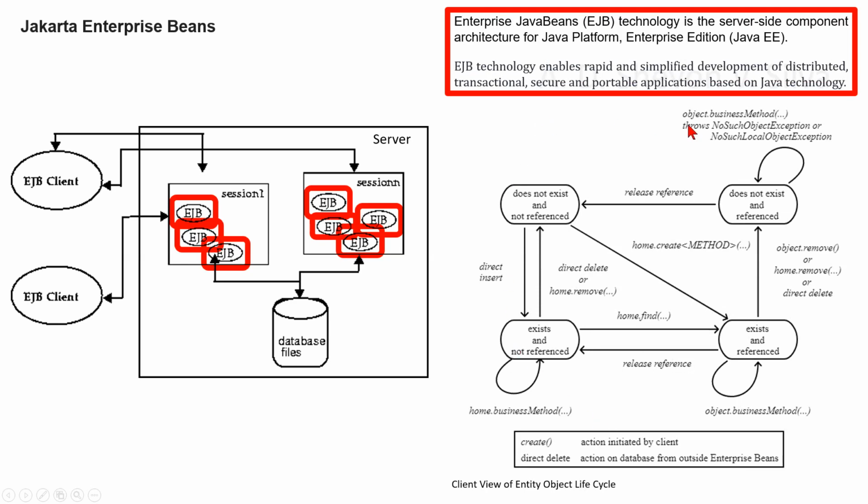Here you can see client view of entity object lifecycle. This diagram illustrates a client point of view of an entity object lifecycle. The term referenced in this diagram means that the client program has a reference to the entity object through the remote or local interface.